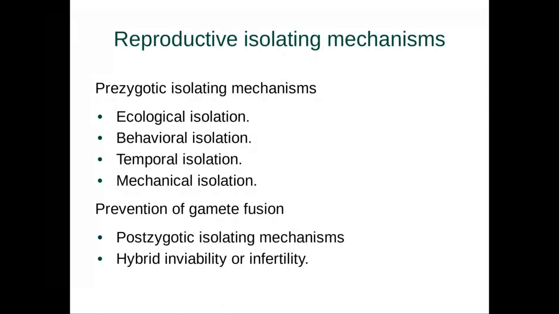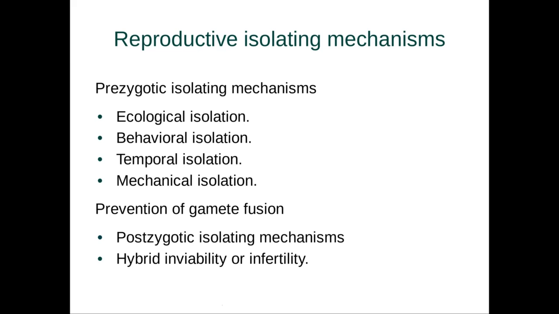Now, prezygotic mechanisms include ecological isolation, so we don't inhabit the same areas. Behavioral isolation, where we do different mating rituals. It's pretty common. Temporal isolation, where, say, this bird species produces offspring in the summer, and this bird species produces offspring in the winter. Thus, there's no time overlap for them to make babies. And then finally, mechanical isolation, where our genitals simply don't match up.